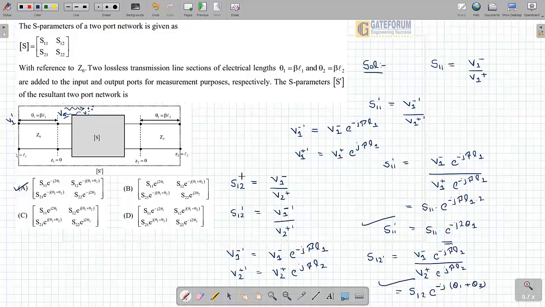Of course, we can also attempt this problem with respect to S21. We can assume V2 equal to 0 here and find both S11 and S21 on this side, but the result is the same. Of course, we have found only two parameters. We can find the remaining parameters also, but it is not required at this moment because there is a kind of symmetry in the parameters.